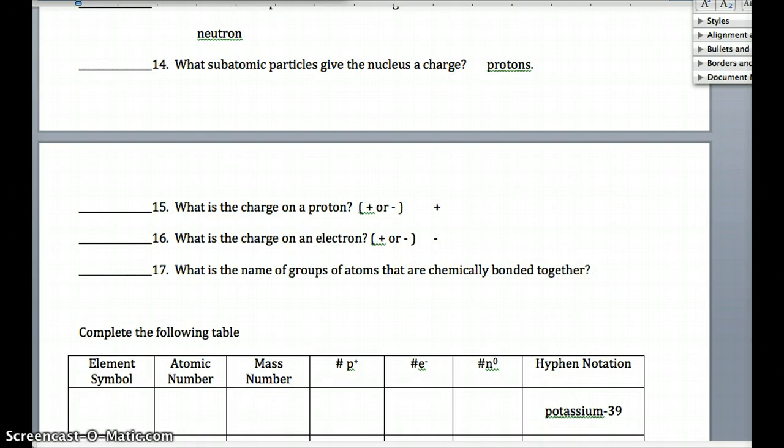On this question, I took 2 answers. The name of groups of atoms that are chemically bonded together. I wanted you to say molecule. But if you said compound, I took that. Molecule is the best answer.